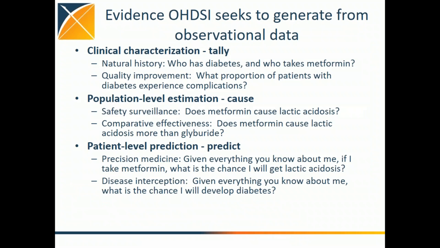I'll talk just a little bit more about what we do with that. Well, we do three things. We tally things. We do studies, that is, figure out causality. Do drugs cause side effects? And we predict things, patient-level prediction. That's the one most relevant for AI. And I'll show you examples of all three.